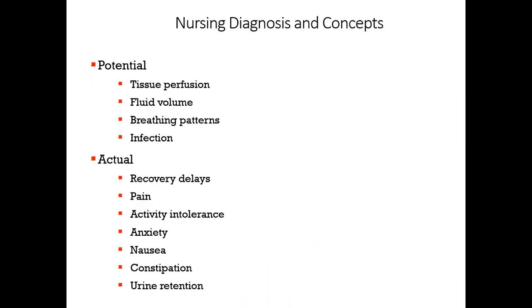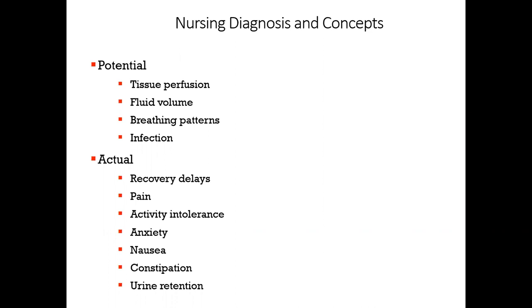So our different types of diagnoses and concepts at this point would be either risk for or potential for tissue perfusion issues, fluid volume issues, breathing patterns, infection, or actual, like your patient is actually in pain or your patient actually has an activity intolerance. We want to make sure that we address anything that has a higher risk, so we do not want them to develop it from it being a risk to an actual, right?